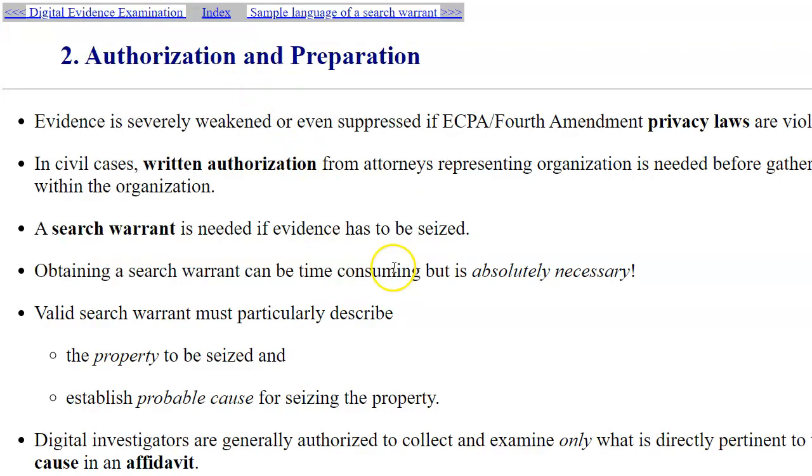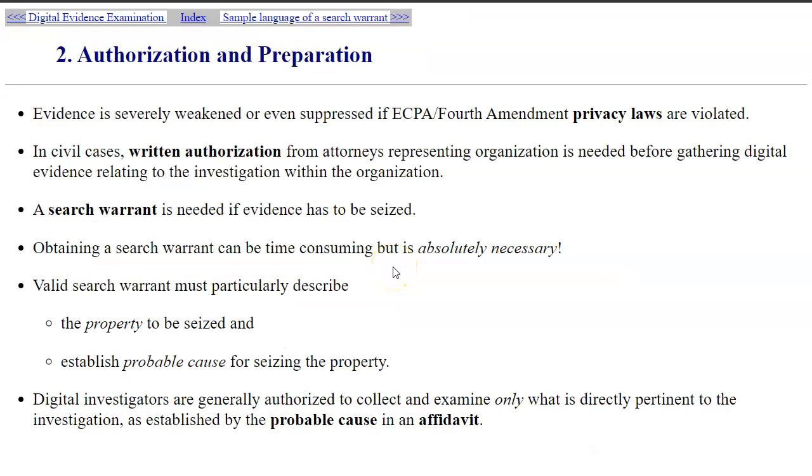A few words about your authorization or a search warrant. Your evidence will be severely weakened if the Fourth Amendment privacy laws were violated somehow. In civil cases, written authorization from the opposing counsel, from the attorney representing the organization, is needed before gathering digital evidence that is related to your investigation. A search warrant, of course, is issued by a judge in a court, and it needs to be in place before the evidence can be seized, before the evidence can be collected. And obtaining a search warrant can be time-consuming, but very, very necessary in a criminal investigation.